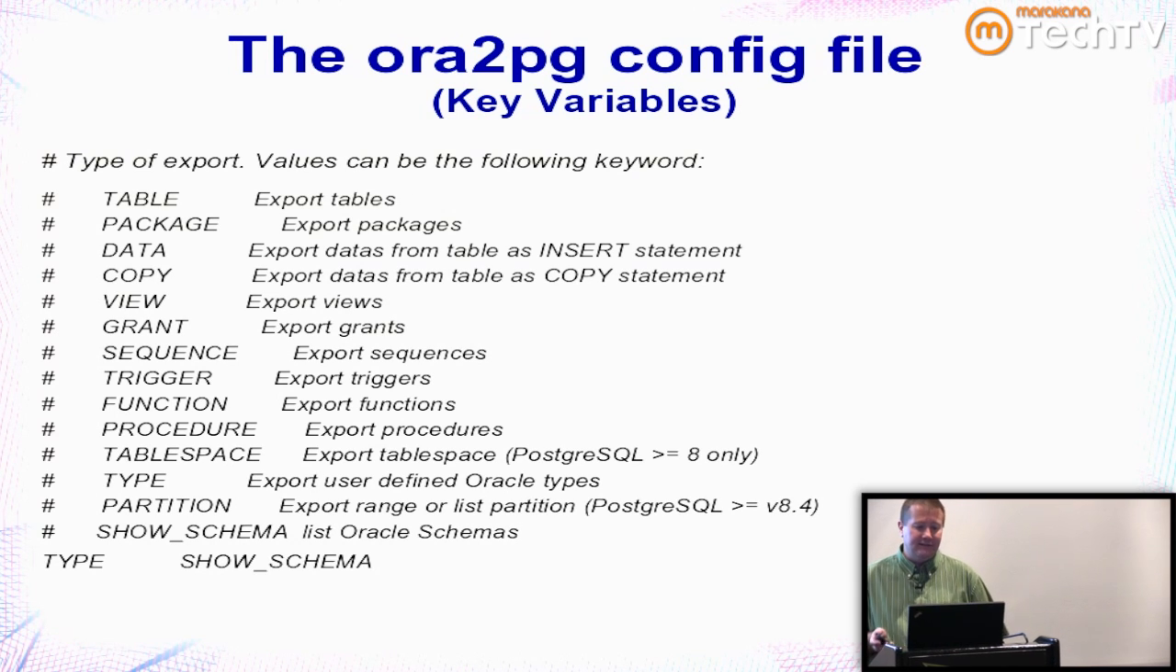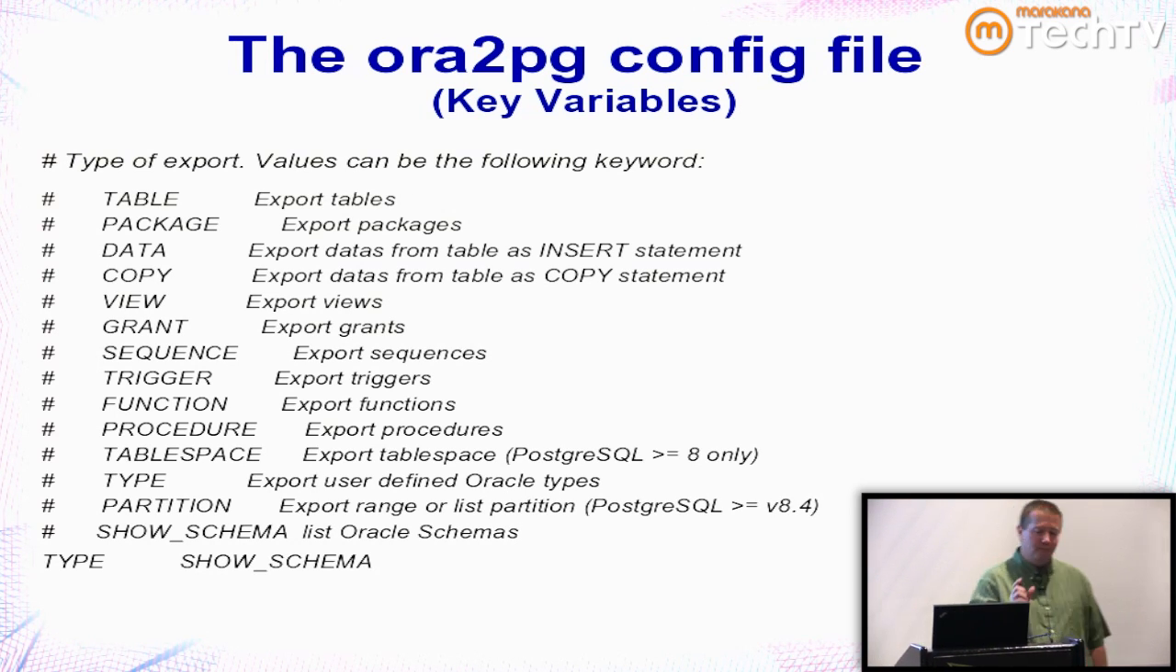Likewise, this type variable is probably the primary variable you would tweak. So ora2pg works by looking at this type variable, and based on what you have in here, that's the operation that it's going to perform. For example, if we have table as our type variable, it's going to effectively dump DDL. It'll dump all the create table statements. Likewise, it'll dump the alter table statements, but it won't dump the indexes. Actually, my bad, it does dump indexes.